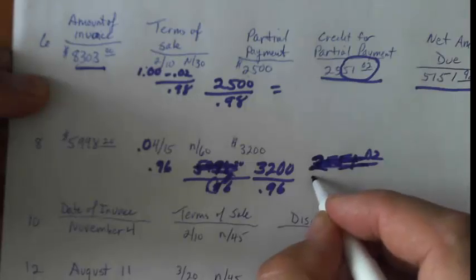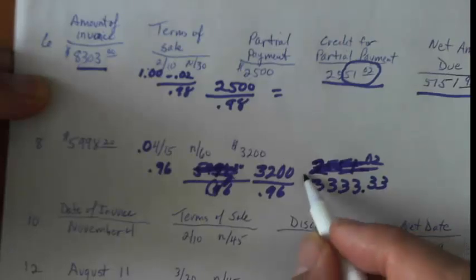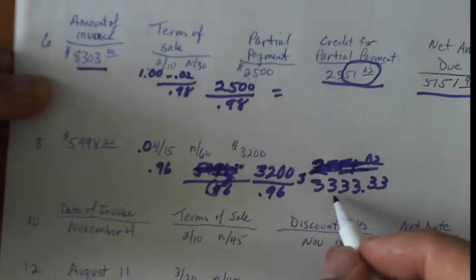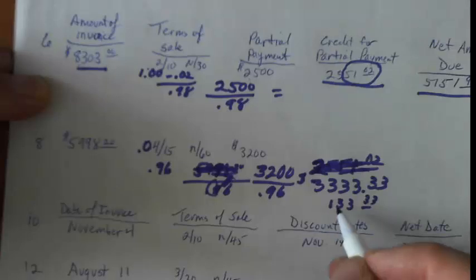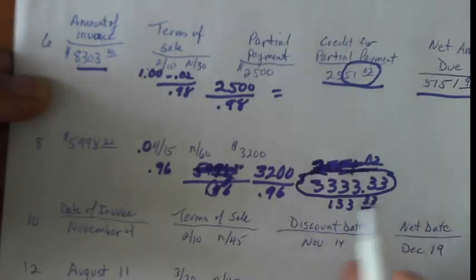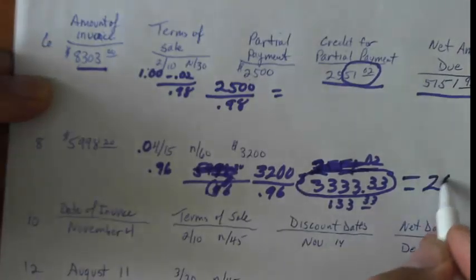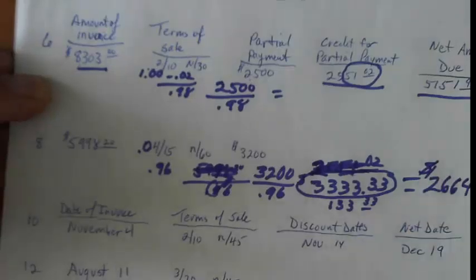Wrong problem, I put in the calculator. 3,333.33. Okay, so you got credit for the 4%, so you got an additional $133 of discount, the difference between what you paid and what you're going to get the credit for. Then you subtract that from the total, and you get a remaining balance of $2,664.87.